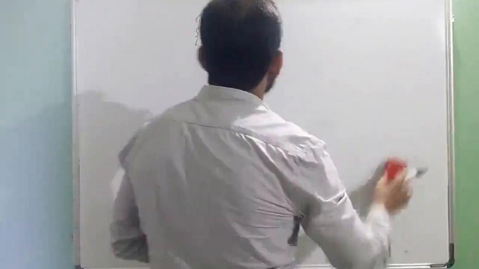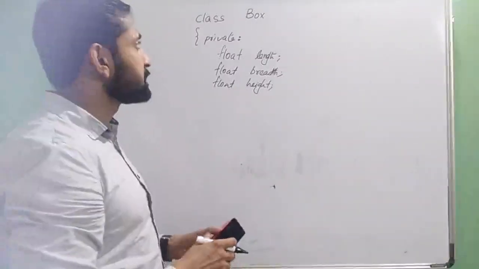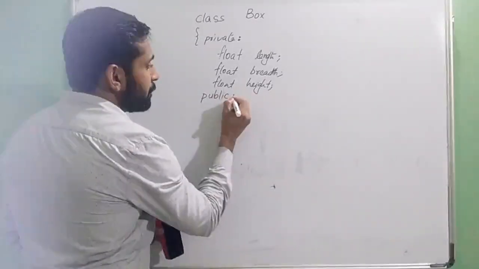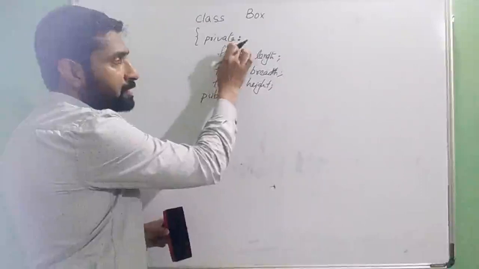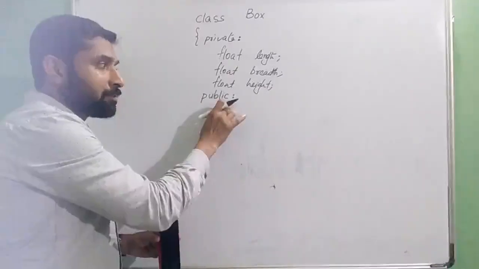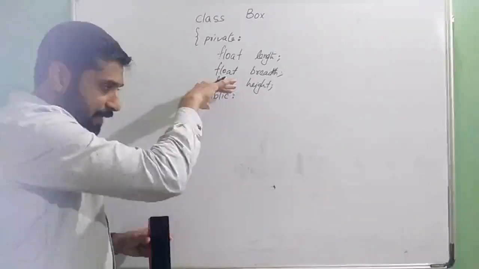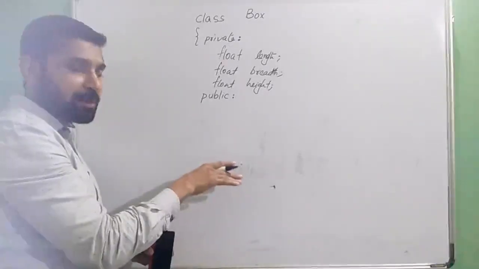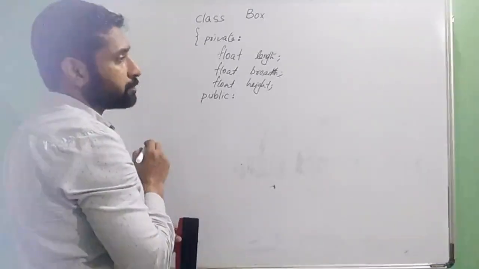Now we are going to define some functions inside this. So we are using the keyword public. After the keyword private, all the variables coming after it are private in nature, and here we are using the keyword public. After this public keyword, anything written is treated as public until another access label is present.